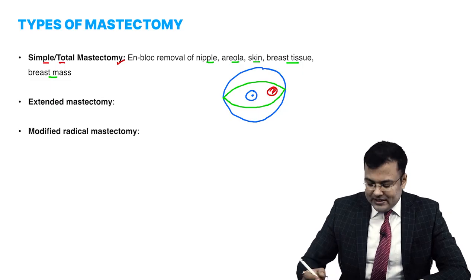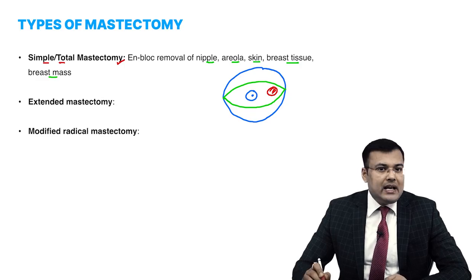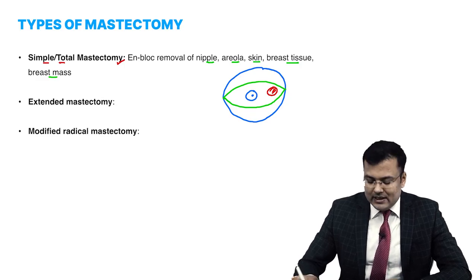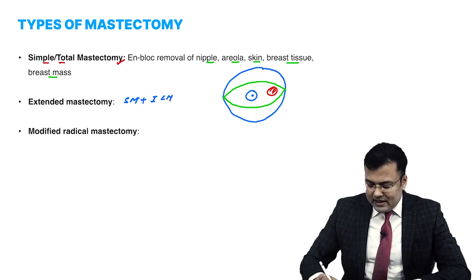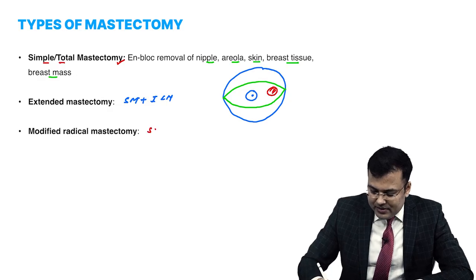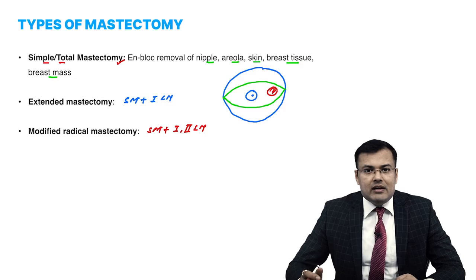So you can see here, simple or total mastectomy. This is en bloc removal of nipple, areola, skin, breast tissue, breast mass. Extended mastectomy, this is simple mastectomy plus removal of level 1 lymph node. What is modified radical mastectomy? So here, it is simple mastectomy plus removal of level 1 and level 2 lymph node. Means en bloc removal of nipple, areola, skin, breast tissue, breast mass plus level 1 and level 2 lymph node.